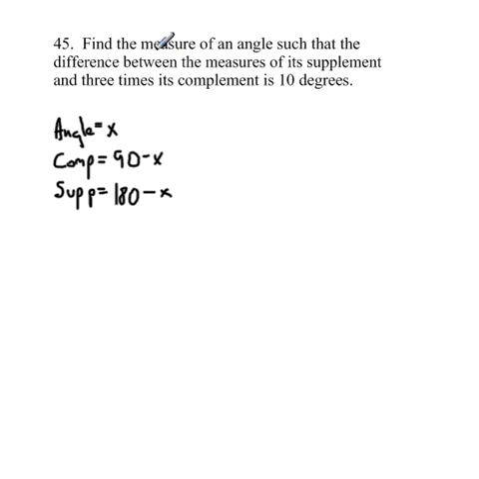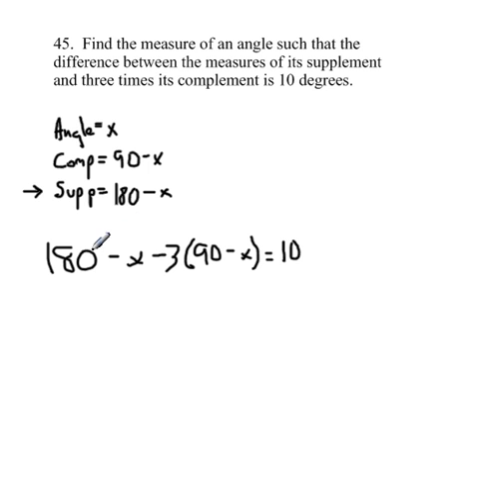So now going back to reread this: find the measure of an angle so that the difference, so subtraction, between the measures of its supplement, so a supplement, we're going to use the 180 minus x, and 3 times its complement. Now the complement is 90 minus x. And the proper way of showing 3 times that is to set up a distributive property format and make that equal to 10 degrees.